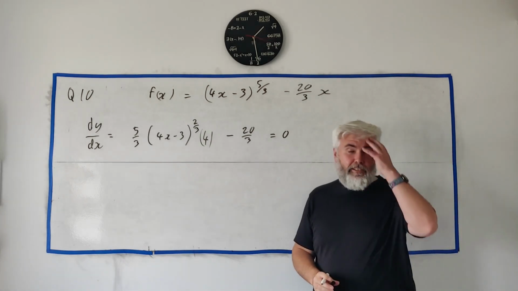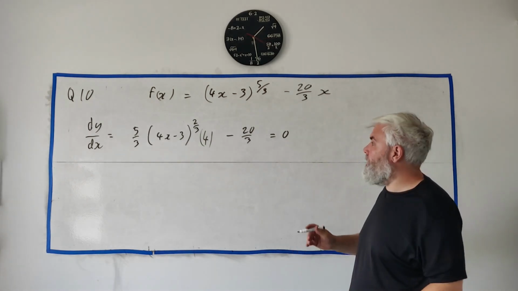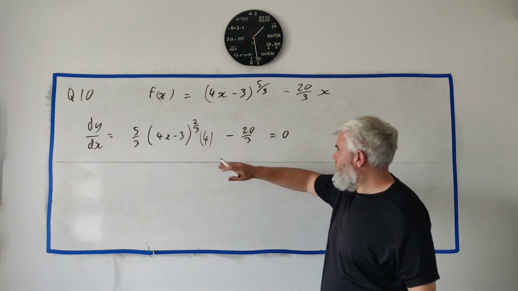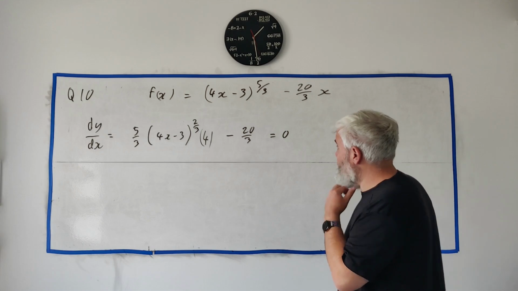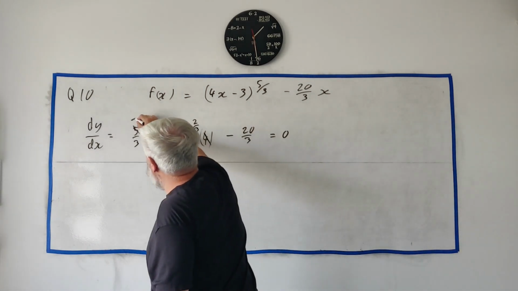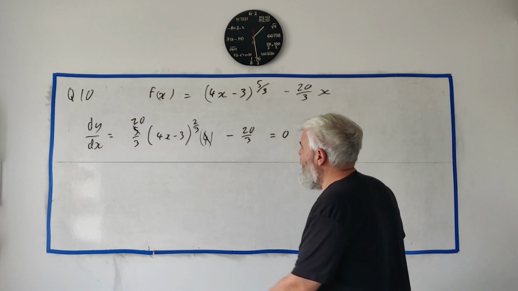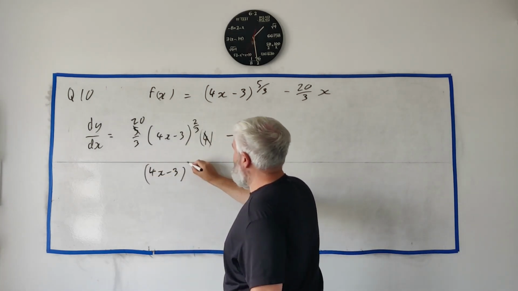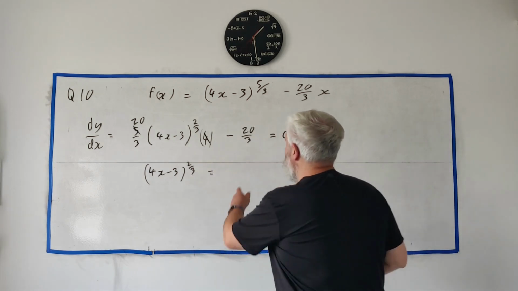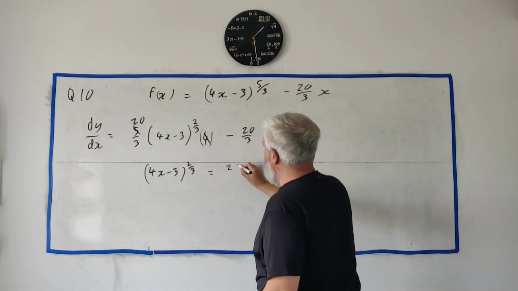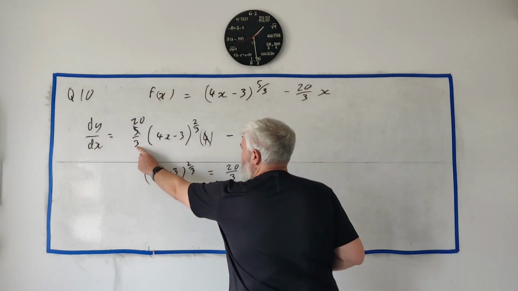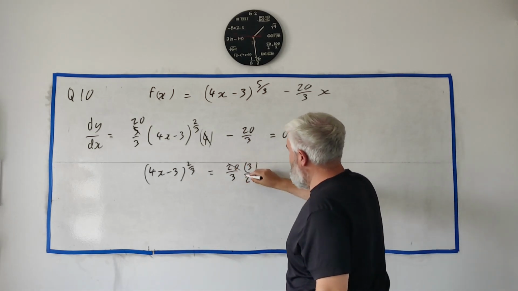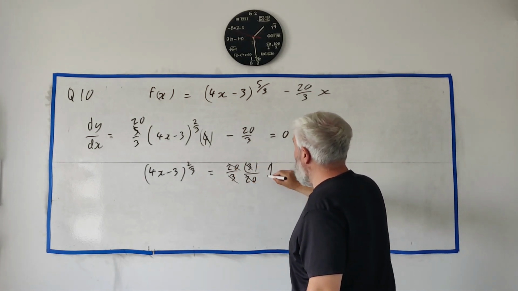Because they asked us about stationary points, and the one thing we know is the derivative equals 0 at them. So we have an equation, only one unknown is x. We can solve this. Let's put this 4 into the 5 and we get 20. Let's move things over and move things around. We get 4x minus 3 to the power of 2 over 3 is equal to, this will become 20 over 3, and we'll multiply by the 3, and we'll divide by this 20. They'll all cancel each other and we'll be left with 1.